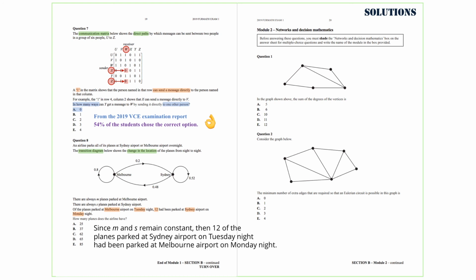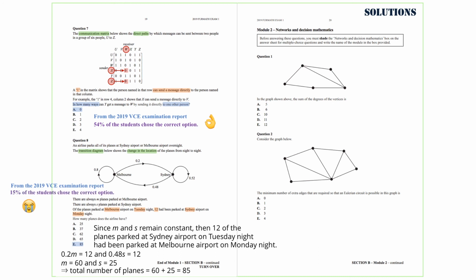Therefore, we can write the two equations 0.2M equals 12 and 0.48S equals 12. From the first equation, M equals 60, and from the second equation, S equals 25. So the total number of planes is equal to 60 plus 25 equals 85. From the 2019 VCE examination report, only 15% of the students chose the correct option.